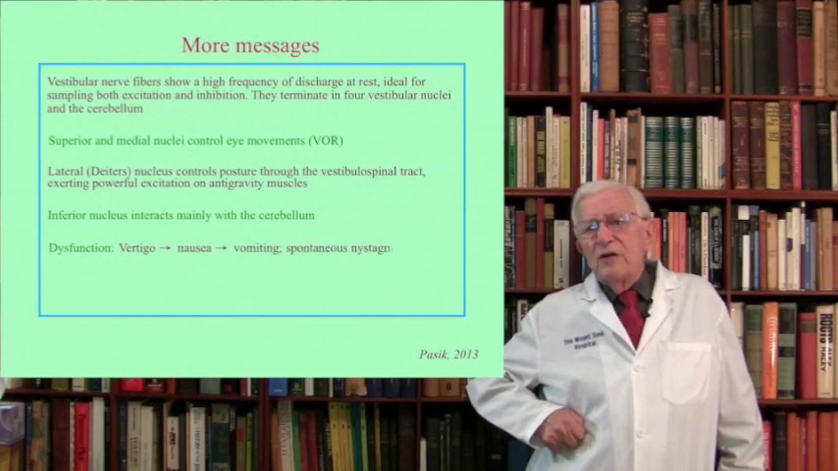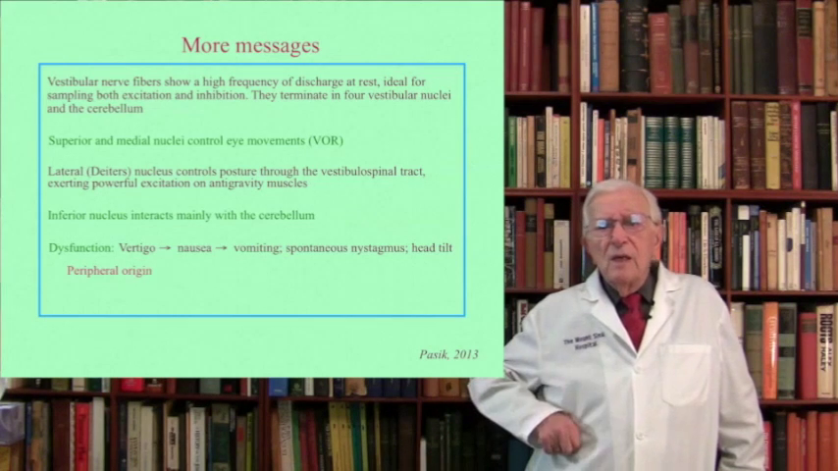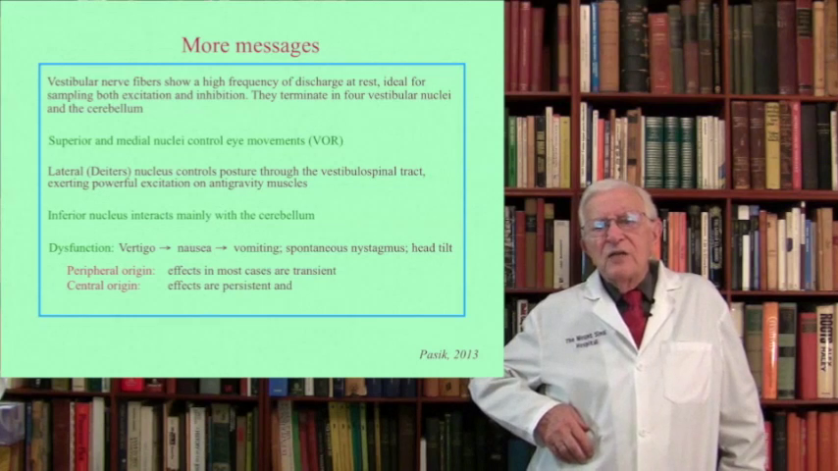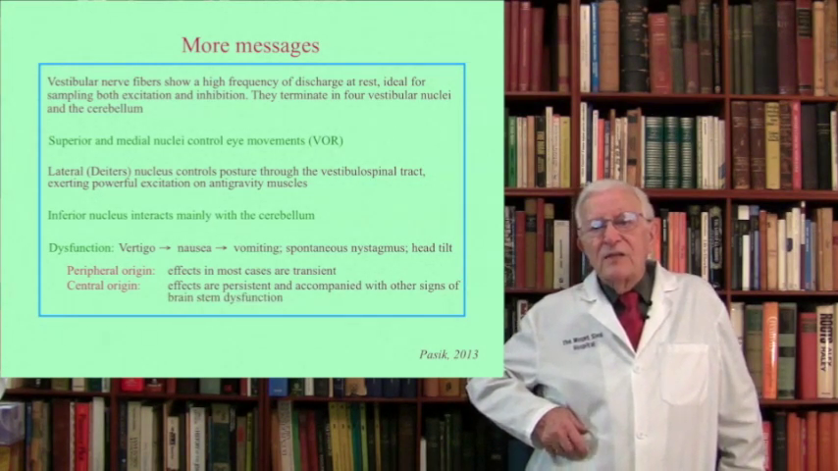The dysfunction is vertigo, nausea, vomiting, spontaneous nystagmus, head tilt. Peripheral origin effects in most cases are transient. Central origin effects in most cases are persistent and accompanied by other signs of brainstem dysfunction.